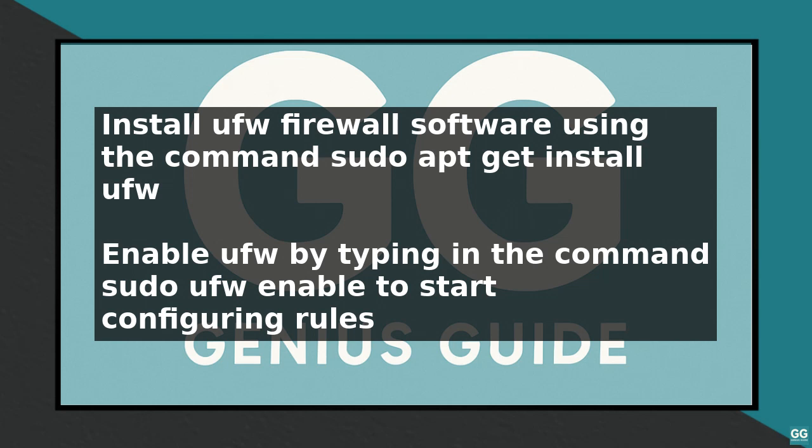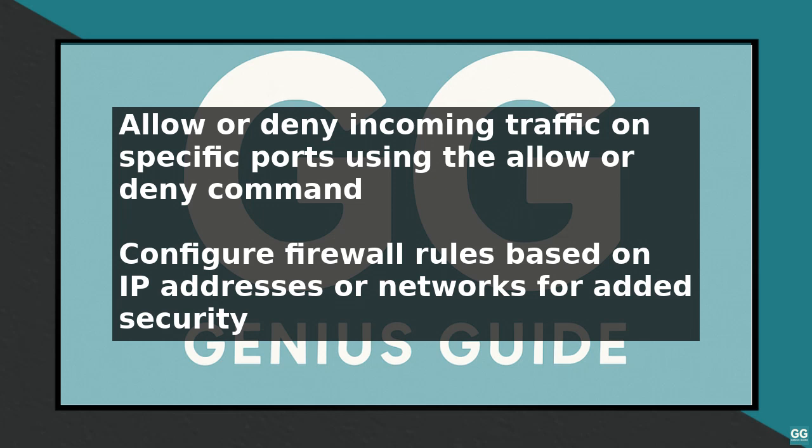You can then start configuring the firewall rules by allowing or denying incoming traffic on specific ports. For example, to allow incoming traffic on port 22 for SSH access, type in the command sudo ufw allow 22. You can also deny incoming traffic on specific ports by using the deny command. For example, to deny incoming traffic on port 80 for HTTP access, type in the command sudo ufw deny 80.